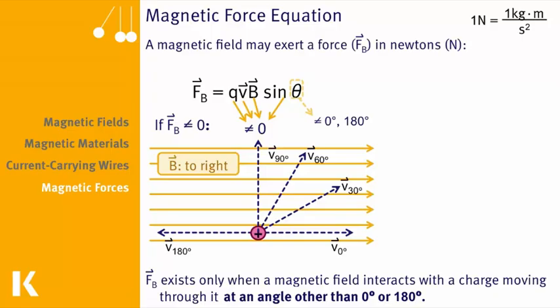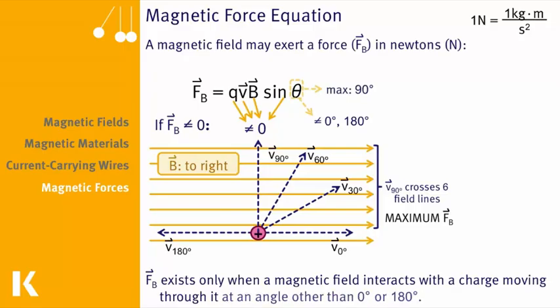A good way to evaluate this visually is to look at whether the vectors cross magnetic field lines. As we look at V at 0 degrees and V at 180 degrees, we see that they cross no field lines, so there is no force. The vector at 30 degrees does cross a few lines, so it will have a weak magnetic force on it. Whereas the vector at 60 degrees does cross 5 lines, so it has a stronger magnetic force on it than the vector at 30 degrees. And the vector at 90 degrees crosses 6 field lines, so it has the maximum magnetic force on it.